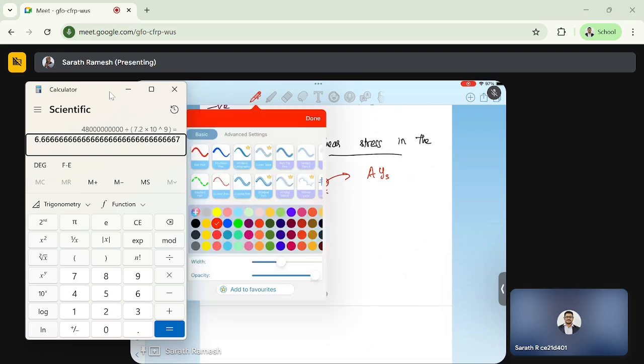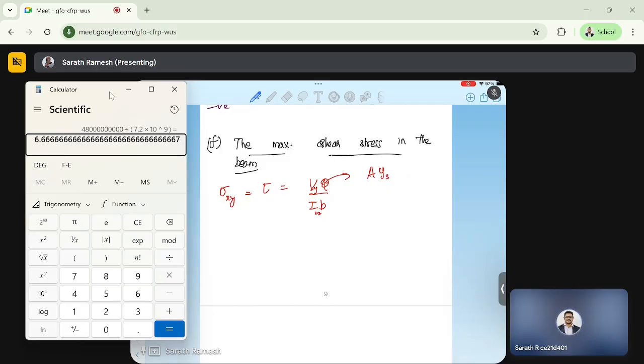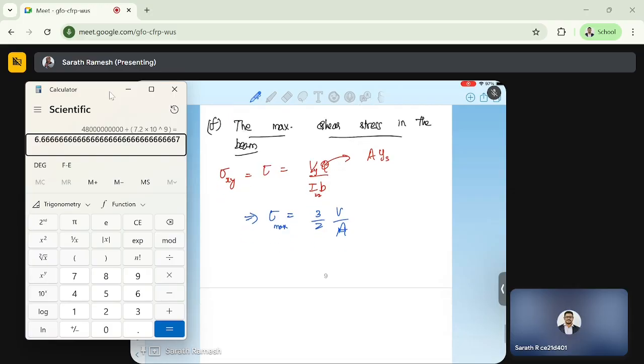When we do this for a rectangular section, we finally end up with tau max equal to 3 by 2 times the average shear force, V by A. This is for a rectangular cross section. We have already derived this, you can check it out. So 3 by 2 into V by A.